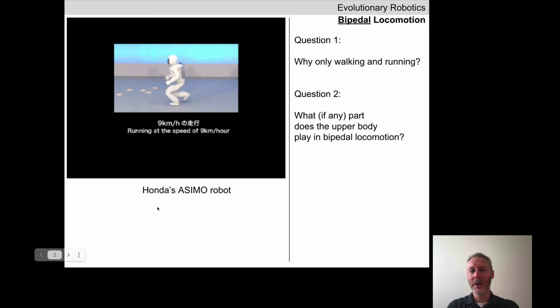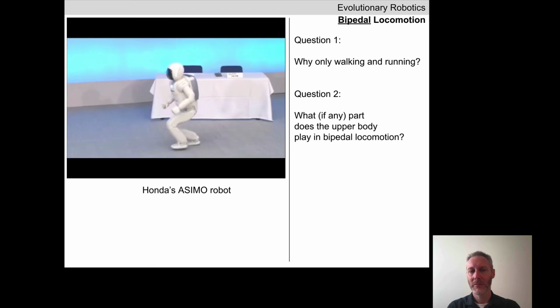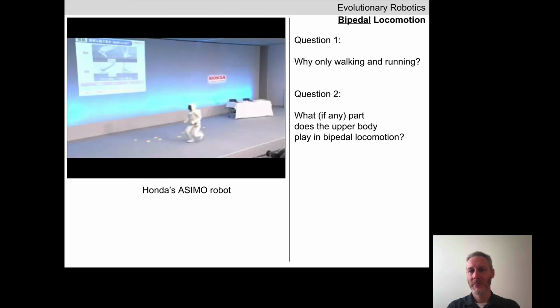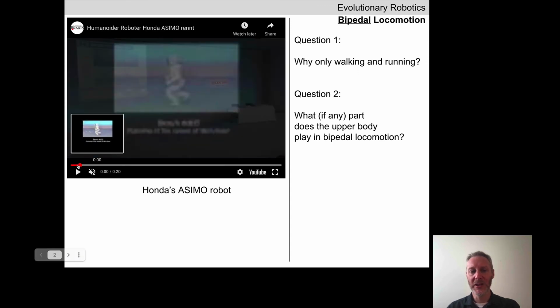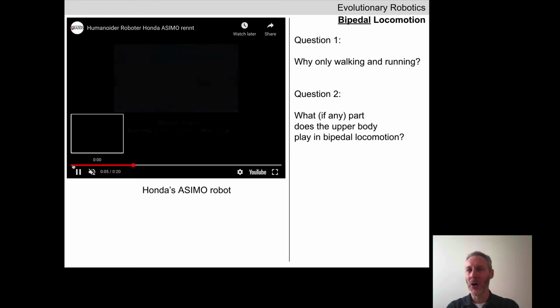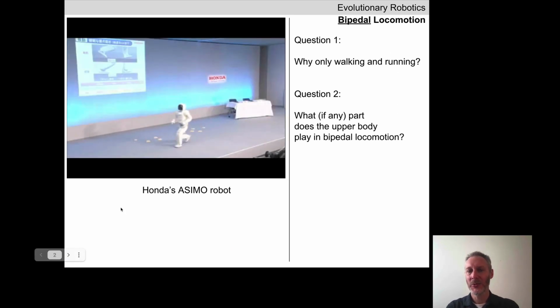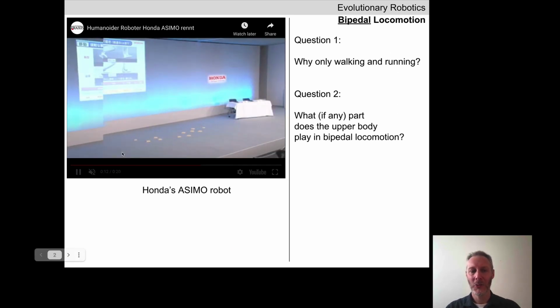What can you tell me about the backpack? Why is Asimo wearing this silver backpack? This is an older video of Asimo. There's another video I saw this morning on YouTube from 2018. Asimo's wearing a slightly smaller backpack in the 2018 version, but it's still a pretty big backpack. What's in the backpack?